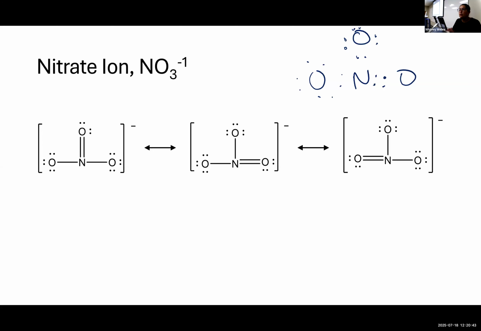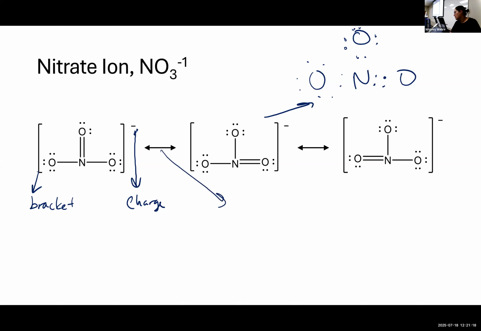So previously, I think this is the one that we drew here, but that double bond could go to any of those oxygens. So the correct way to draw the Lewis dot structure of something that can have multiple resonance structures is you would draw it out each way. So have that double bond on each of those oxygens. And then what you do is you put the brackets around it like so. And then you do the charge.